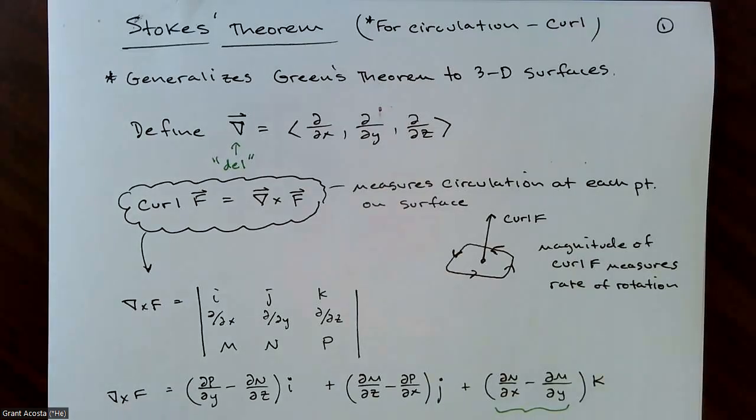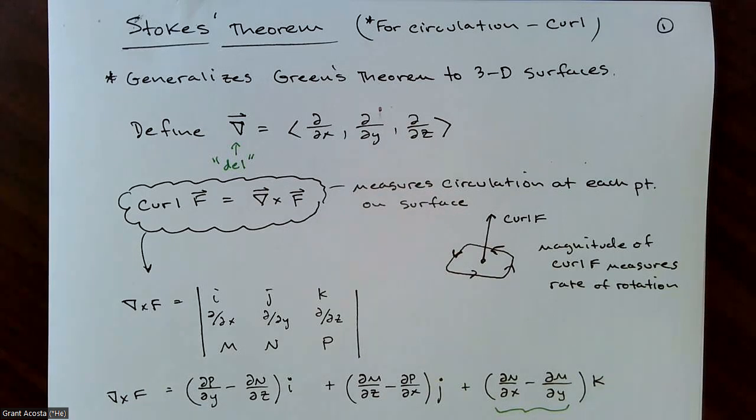All right, in this video, we're going to talk about Stokes' theorem, which is used to generalize Green's theorem, something we talked about earlier, for circulation, and we'll talk about curl. When we used Green's theorem, we were talking about circulation around a closed curve in a 2D plane. But now we're going to generalize this to three-dimensional surfaces.